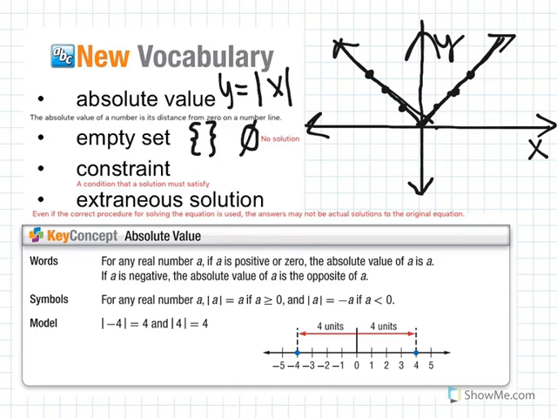And the model you see here shows the types of equations you'll see. The absolute value of negative 4 is 4, and the absolute value of 4 is 4. That just means, if you take a look at this number line, we're talking about the distance from that number to 0. That is the absolute value. That's the key concept that you need to understand.